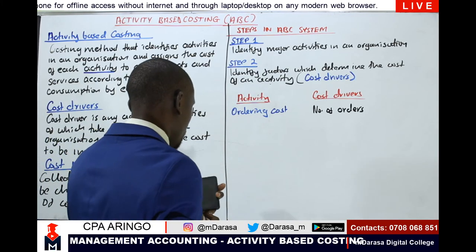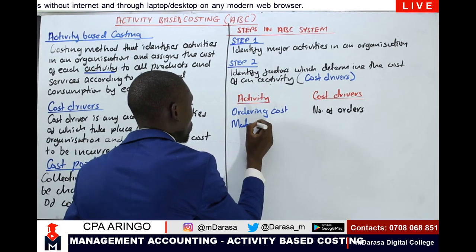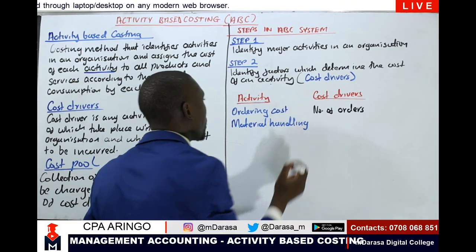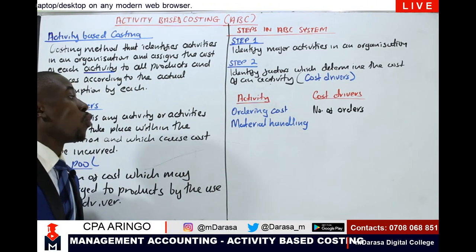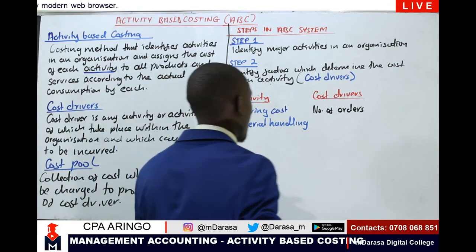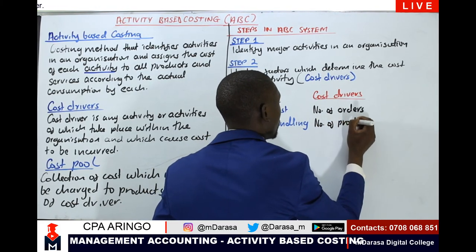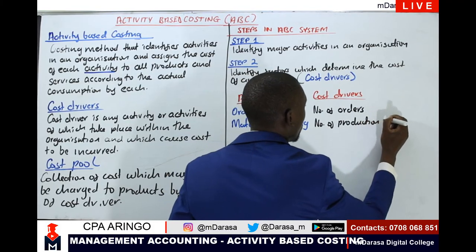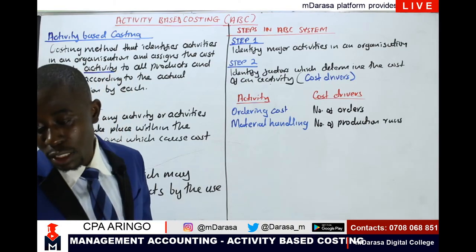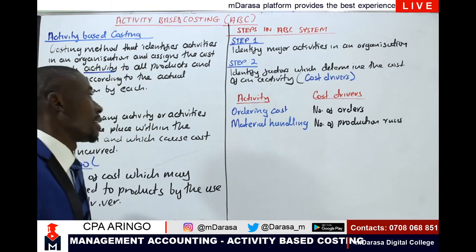Another case, take for example that I'm having material handling. What will lead us to incur such a cost? That should give us, say, the number of production runs. Alternatively, we can talk of the number of materials in that case. That is just an example.